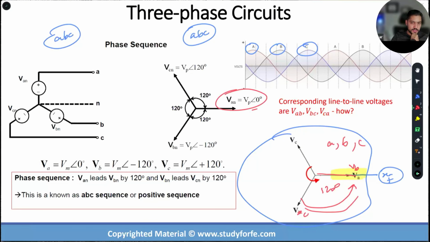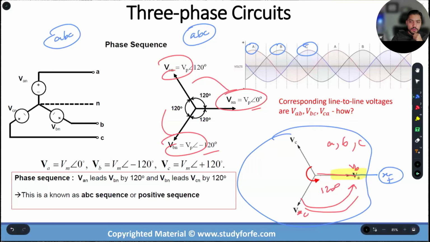So phase A as a reference, 0 degrees. Phase B, lagging behind by 120 degrees. And phase C, either leading A by 120, you can look at it like this, or lagging B by 120 degrees. Now, there are some practical implications for this, such as VAB, VBC, and VCA will only exist in the ABC sequence. Okay, very important concept to understand.